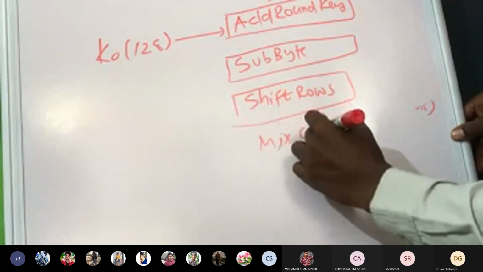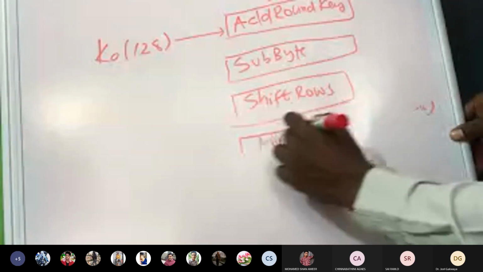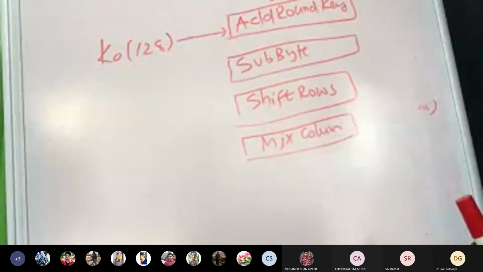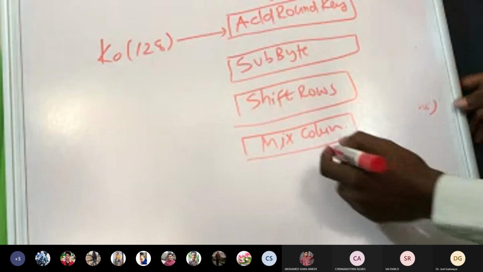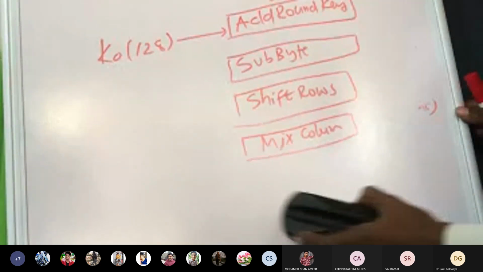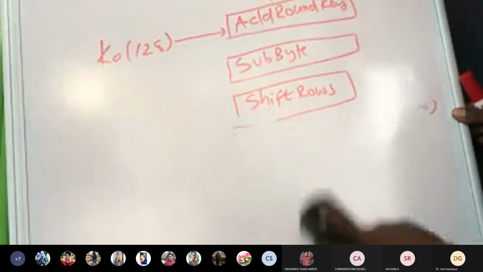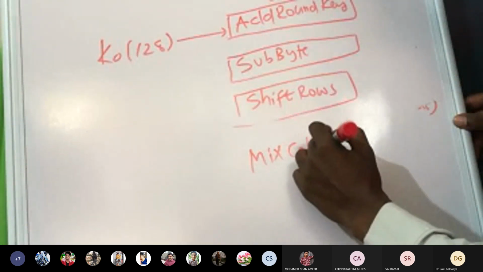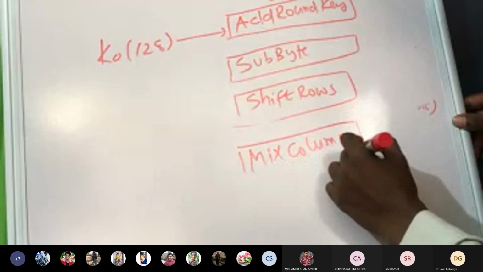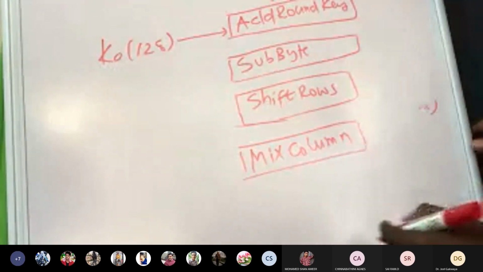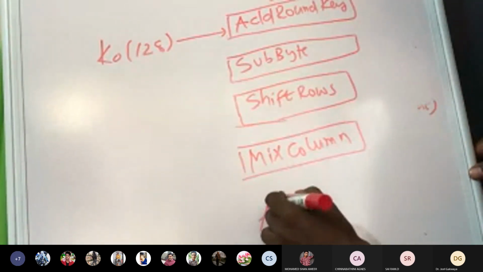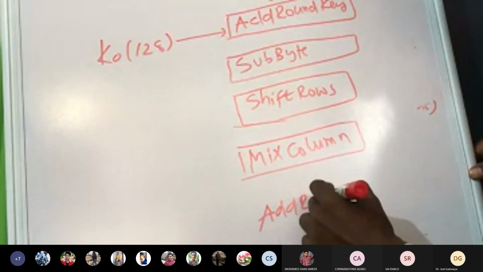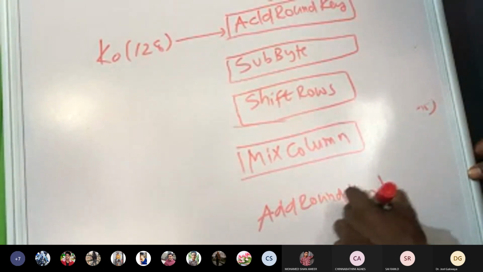The mix column stage is going to be followed by the add round key again at the last.